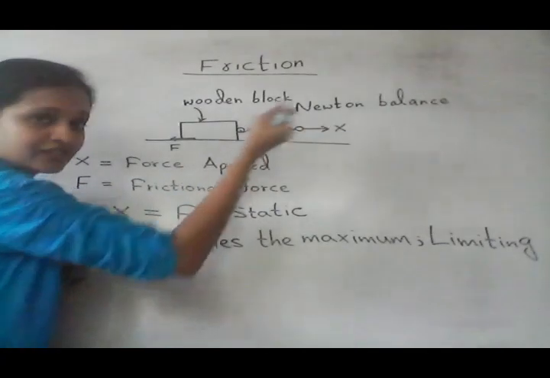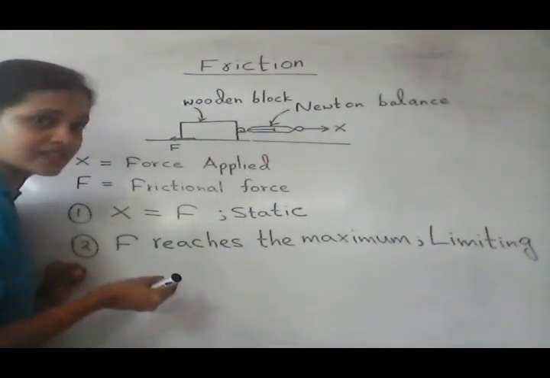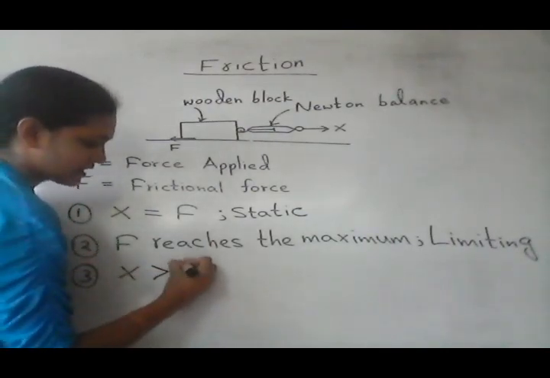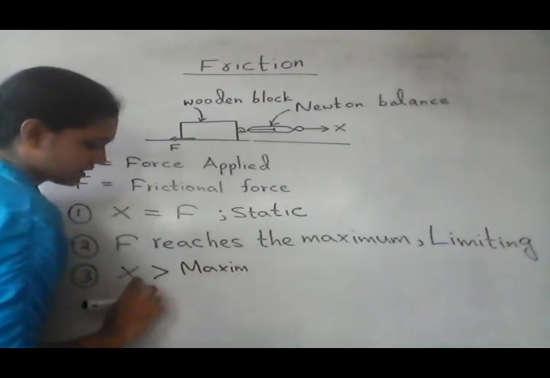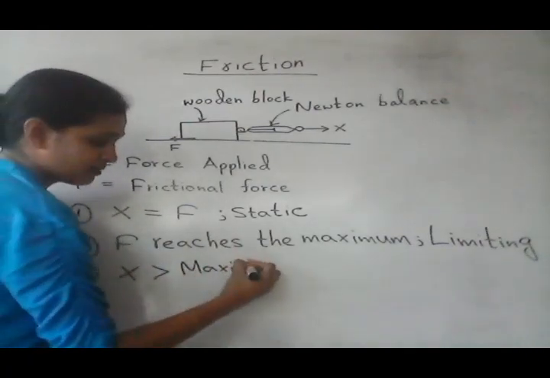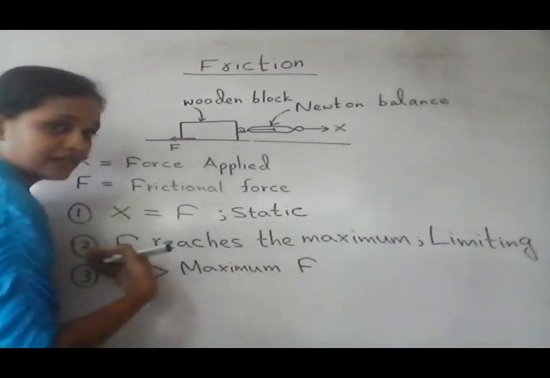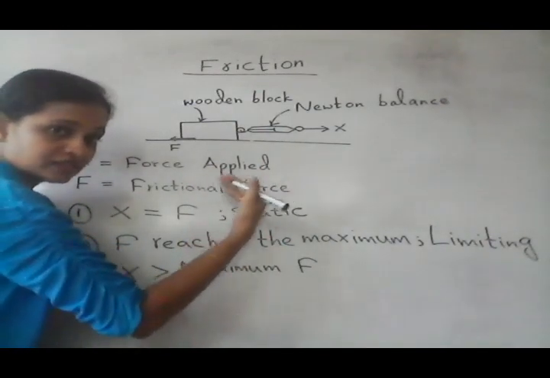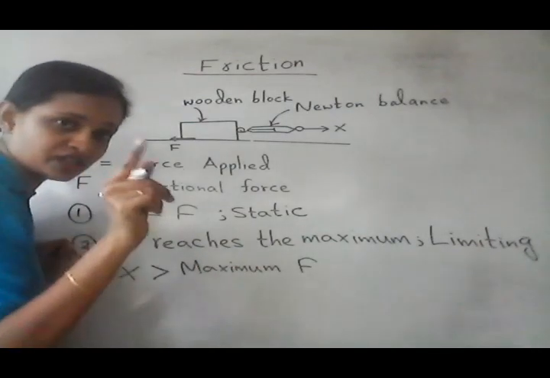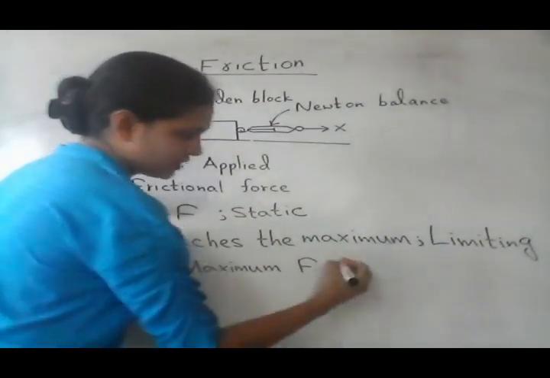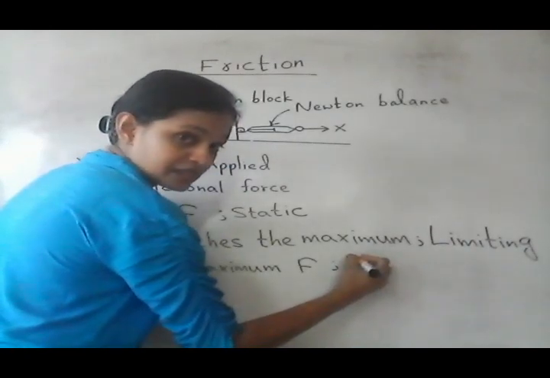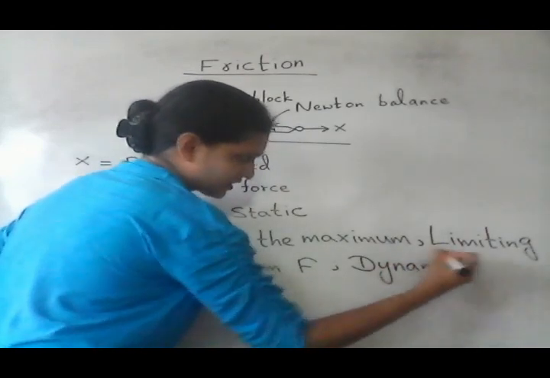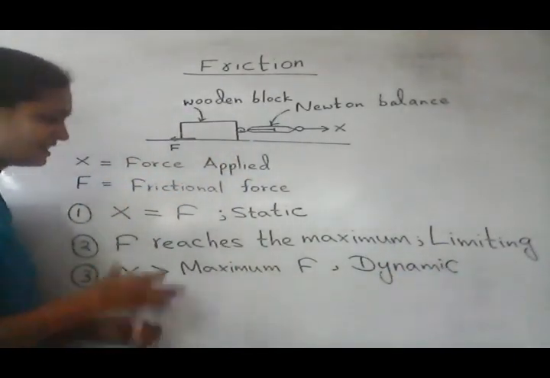Then when I further increase the force applied, or when I further increase X, that X has exceeded the maximum F, or X has exceeded the maximum frictional force. Then as there is an unbalanced force acting on the object, it will move continuously. So when the object is moving, the frictional force applied is known as the dynamic frictional force. Gatika Gharshana Balaya.